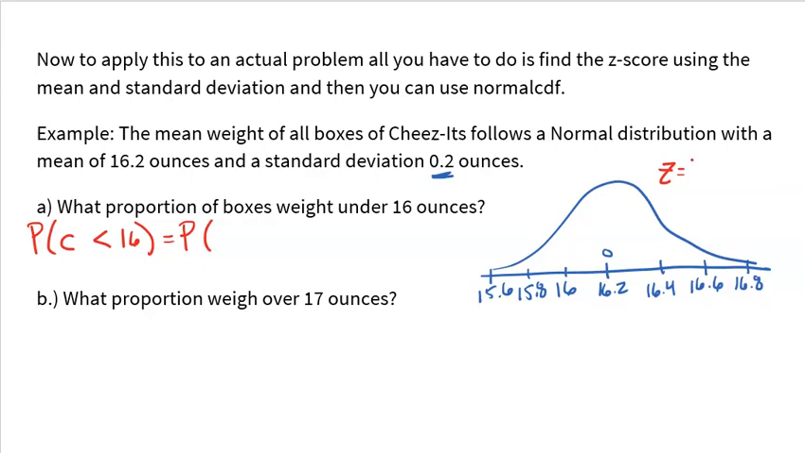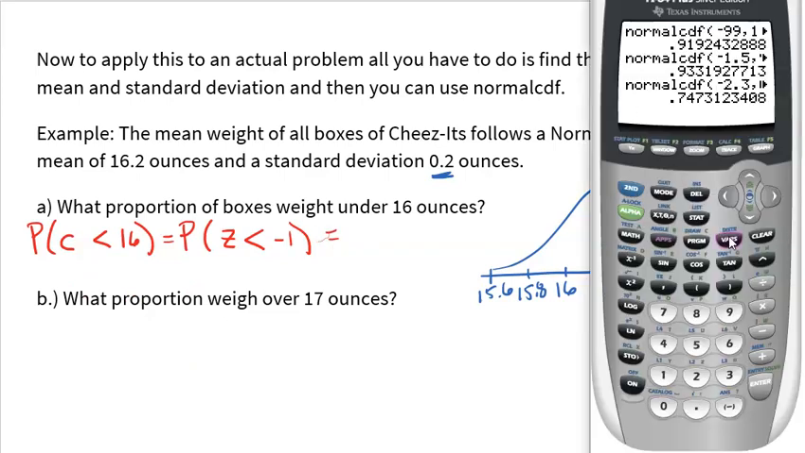It's exactly -1. But just to prove it to you, I would take 16 minus the mean, divided by the standard deviation. That's negative 0.2 divided by 0.2, which is exactly -1. So basically, I'm trying to find the proportion of boxes that have a z-score less than -1. 16 is the actual weight of the box of Cheez-Its, whereas -1 is its equivalent z-score. These two statements are equivalent, one in terms of Cheez-Its and one in terms of z-scores. But I need z-scores because that's the language that normal CDF works with.